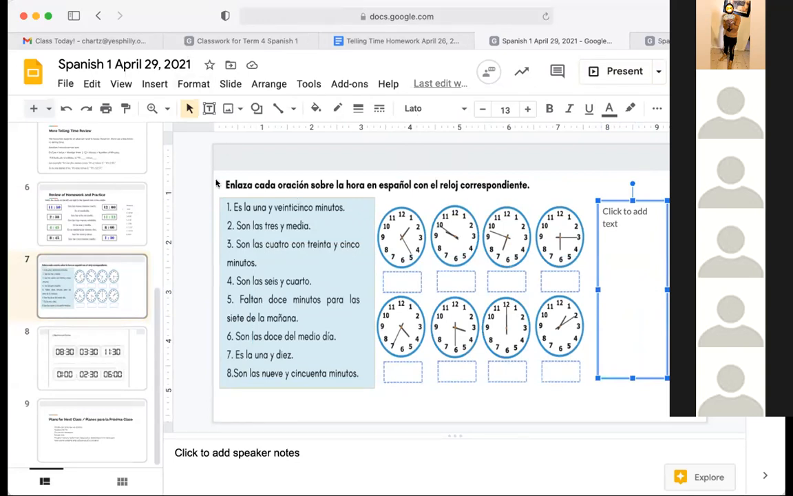So I know that the directions here are in Spanish, but it literally means match each of these sentences, 1 through 8, with the clock at the correct time. So for the first one, does anybody want to tell me in English which time this first clock is showing? Anybody want to tell me? Okay, so the hour hand is pointing at a little bit after the 1, and the minute hand is pointing to about the 5. So we're going to say that the first clock is 1:20.